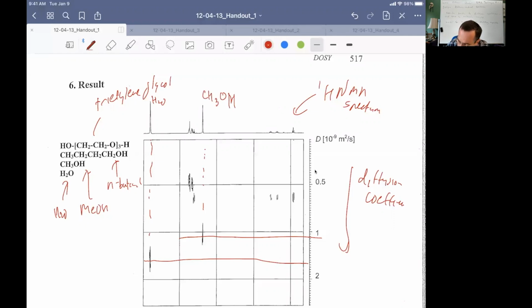Then at a lower diffusion coefficient, we see 4 peaks over here. These correspond to the butanol, the CH3. I'll just write this as butanol. There's the CH3 group. Here are some of the CH2 groups. And here's the last CH2 group. And then at a still lower diffusion coefficient, we see 2 more peaks here. And those peaks correspond to the triethylene glycol.